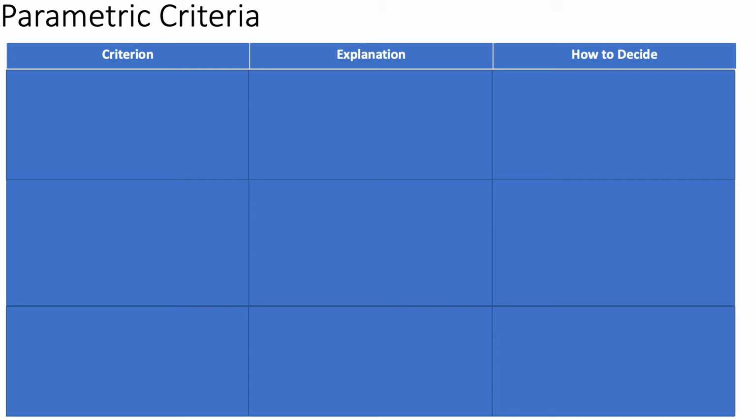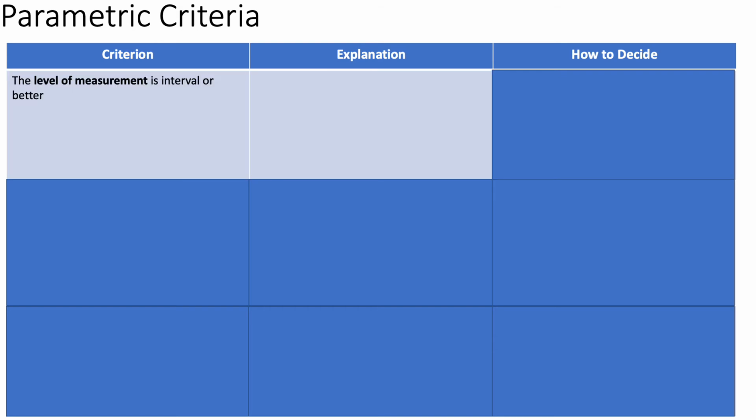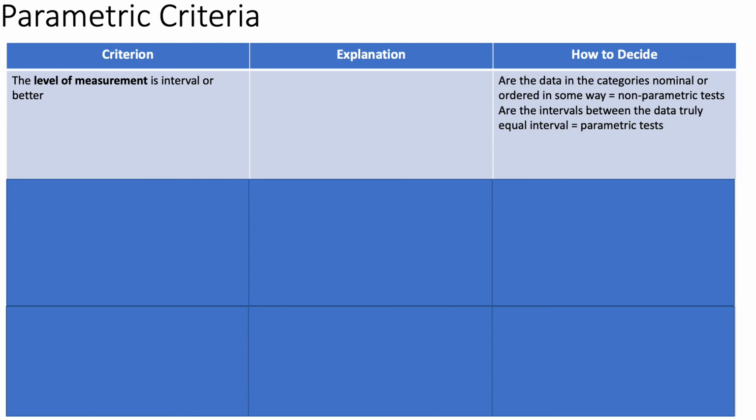Let's look now at the parametric criteria. There are 3 criteria that need to be met in order for us to be able to conduct a parametric test. The first one is the level of measurement, and we've looked at this in a lot of detail this lesson, so I'm not going to go on about it anymore. But if it is nominal or ordinal, so ordered in some way, then we're going to use a non-parametric test. If it's interval or ratio data, then we can use parametric.